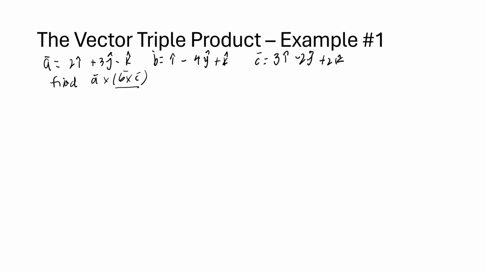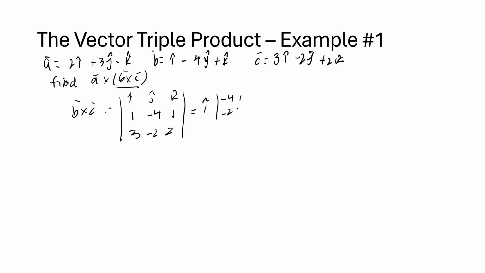So first of all, let's just do B cross C. We can do that. So B cross C, that's just going to be the determinant of i, j, k. That's how we did our cross product. So B is 1, minus 4, 1, and C is 3, minus 2, 2. Now, if we expand this out, by cofactor and minor, I cross out that first column and row, and we're going to get minus 4, 1, minus 2, 2.